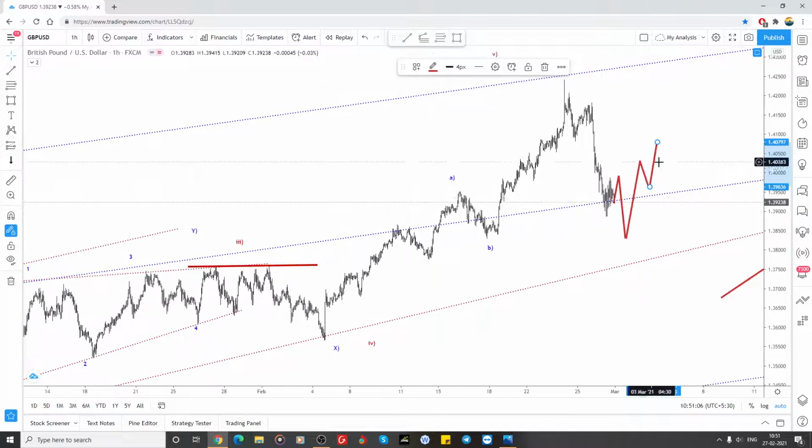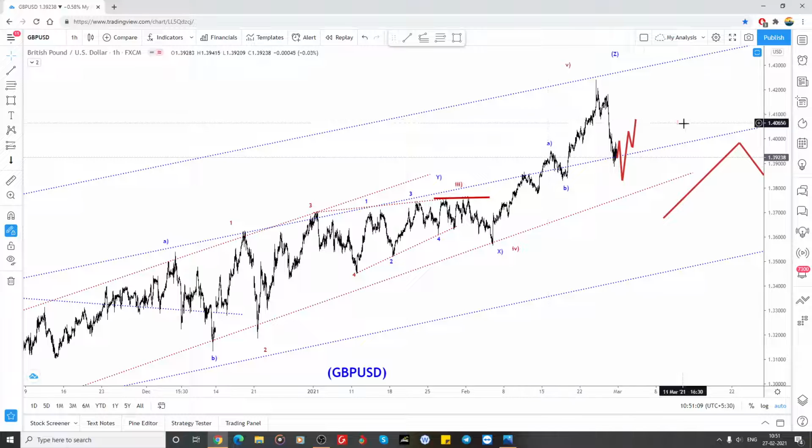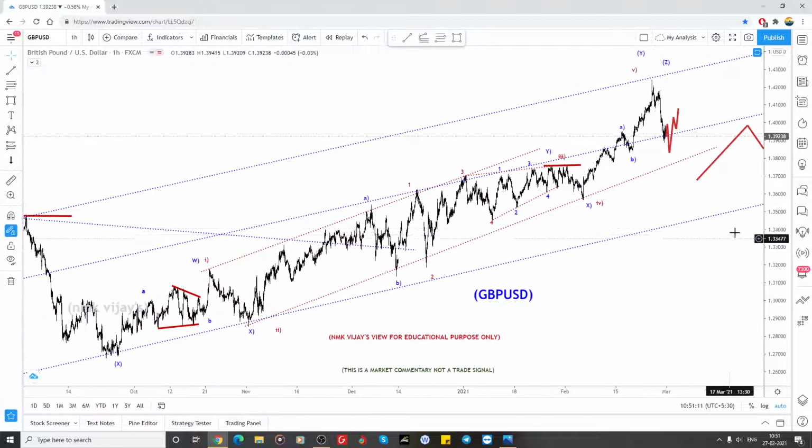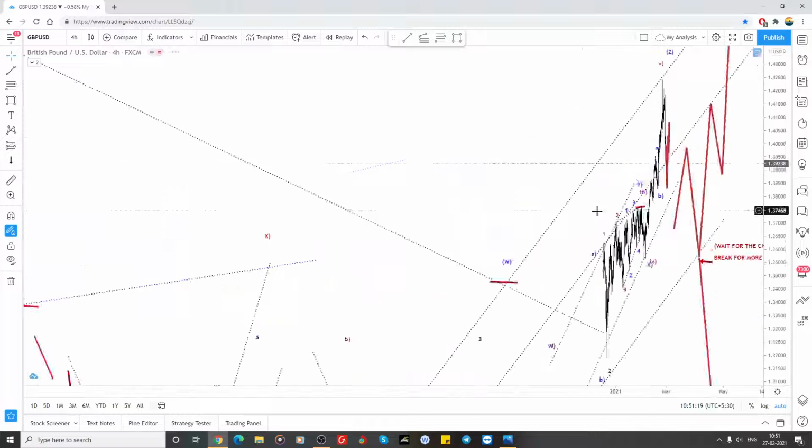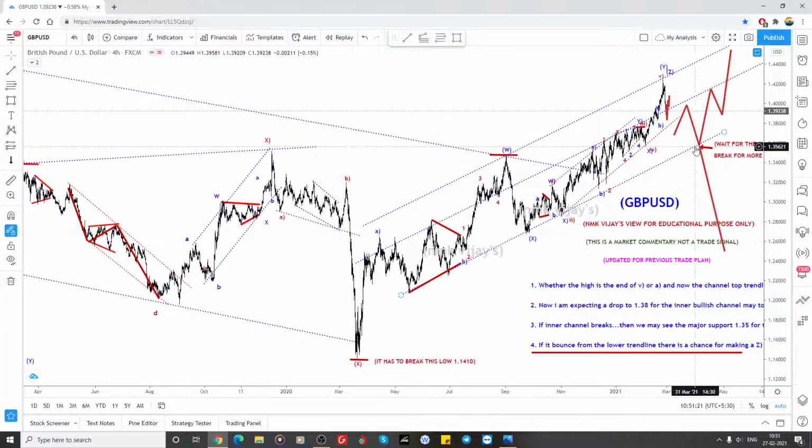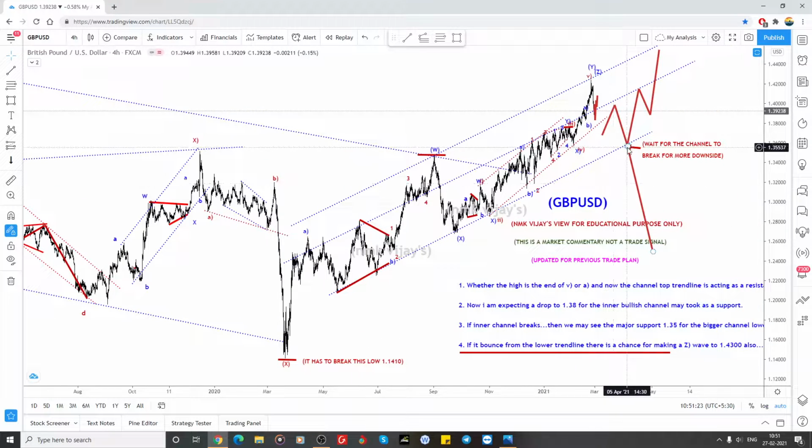So after this, again we will get one more low. First of all it has to reach this zone. 1.35 is the major support zone, and that trend line is also there in the channel trend line. So this is my first target. But you can make it 1.3550 or 1.36. After that, it could be a bounce, and we have to watch this structure.